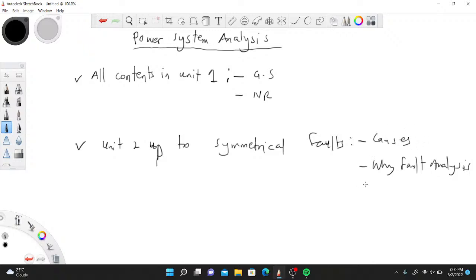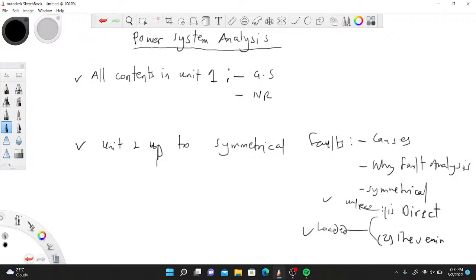Then we'll come to the symmetrical fault, how to deal with symmetrical fault. We have two ways: the direct method and the Thevenin method. The direct method is for solving unloaded, and then these two are for solving loaded. So for loaded, you can use either direct or Thevenin's method. So basically, here is what the Lord wants us to look at.